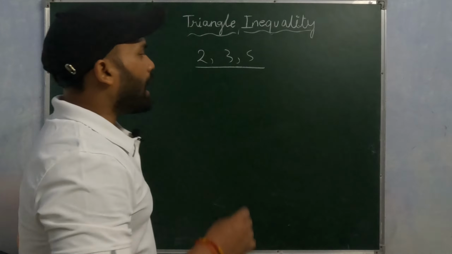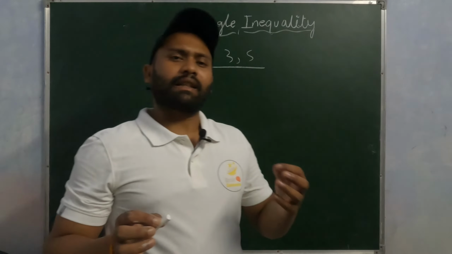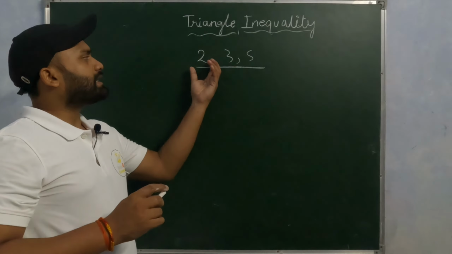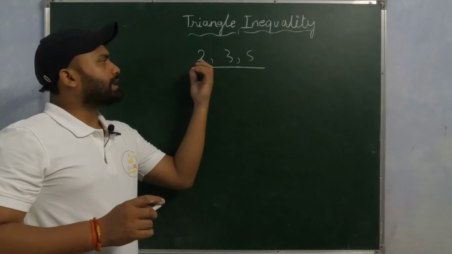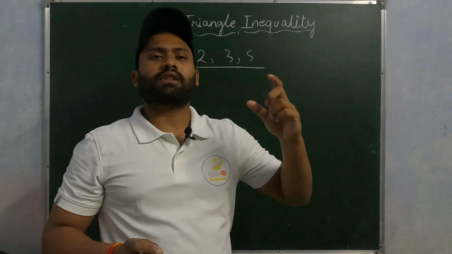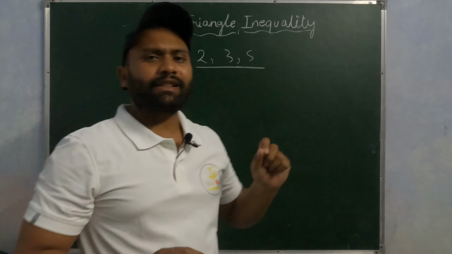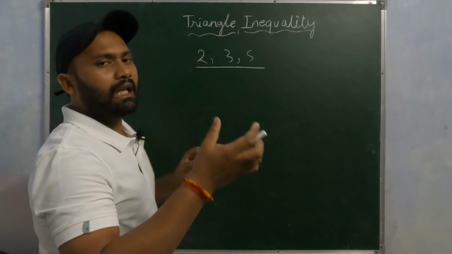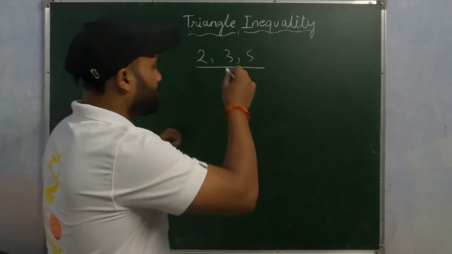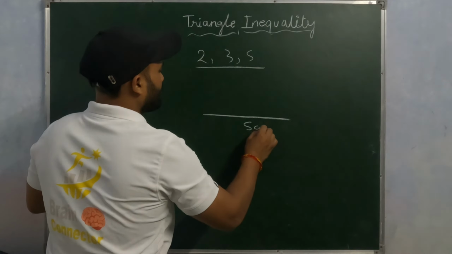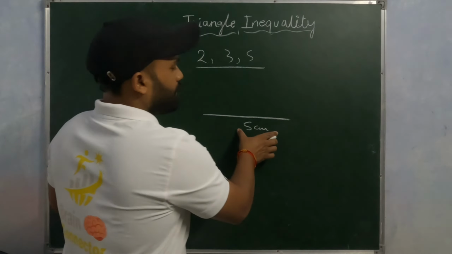Okay, how does it work? Let's do some practicals for it. Suppose these are the three sides given of the triangle. So how do we construct any triangle? We just take the largest measurement and draw a line segment of 5 centimeter. Okay, we draw 5 centimeter.